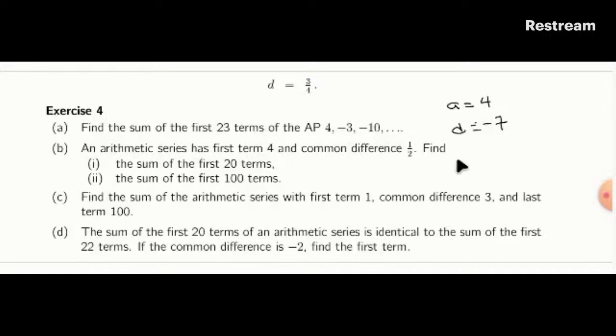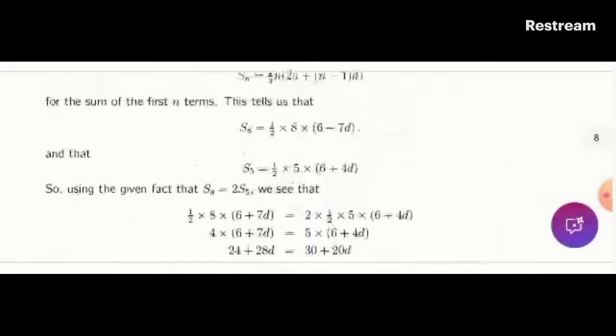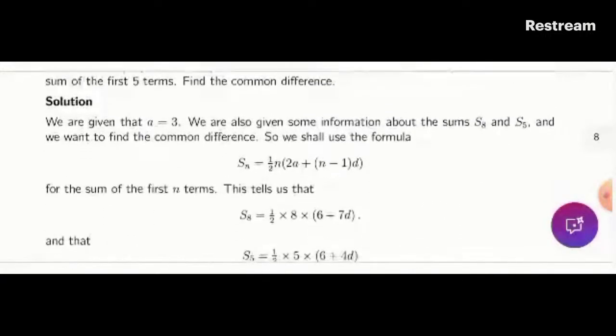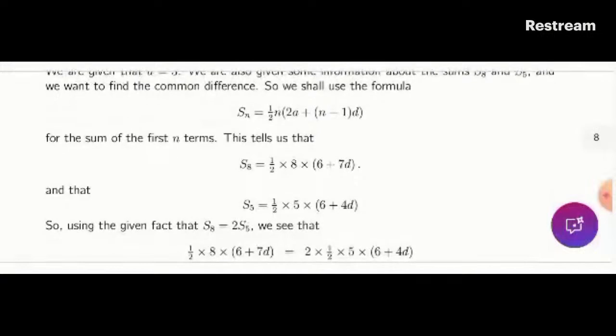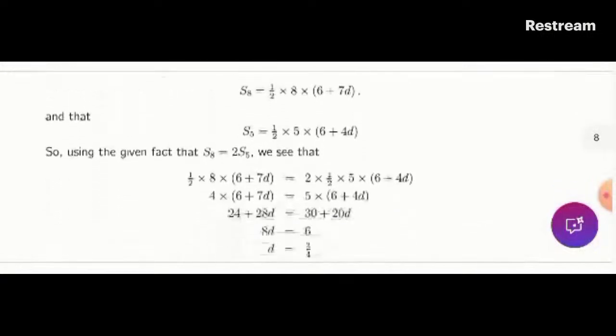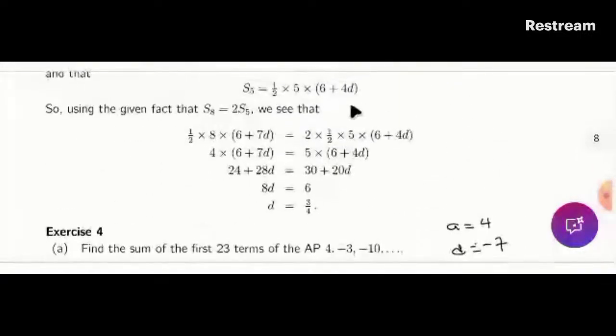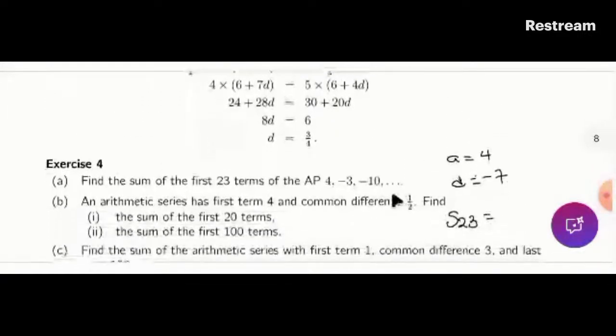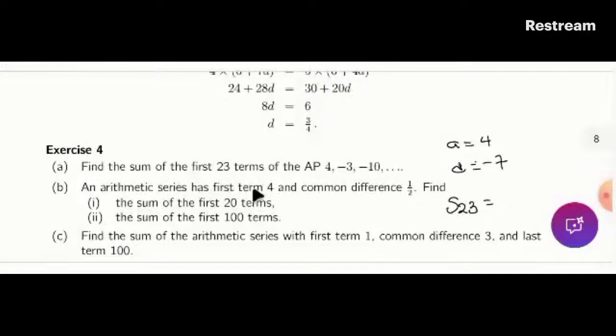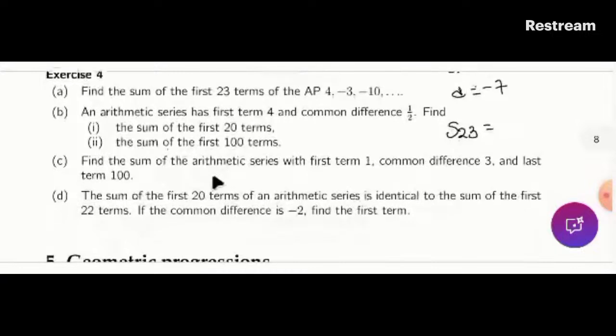So you're looking for S of 23, right? So it's very straightforward. You come back, look at your formula here. N all over 2 multiplied by 2a plus n minus 1 d. You're looking for 23, so you substitute and evaluate. This is just straightforward. You don't have the last term. Here you're given the first term, you're given the common difference. Find this. It is just straightforward.